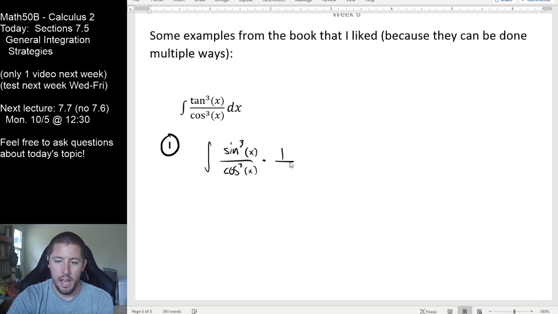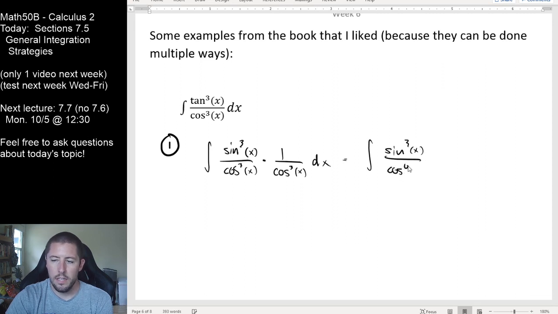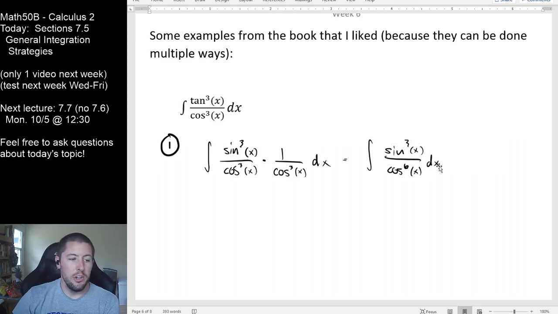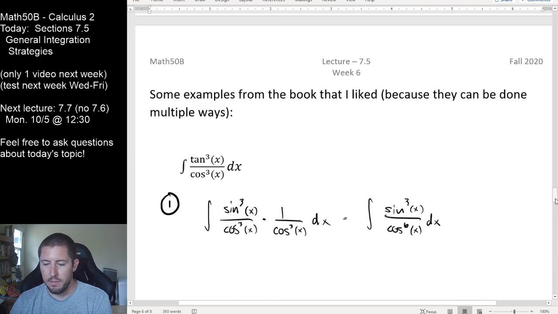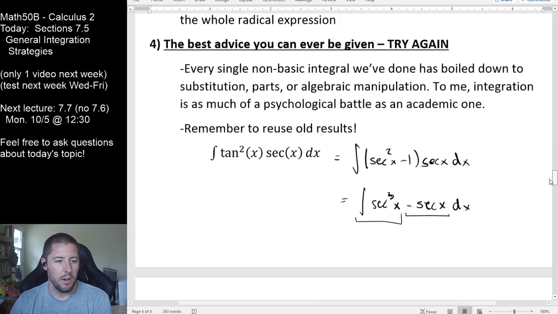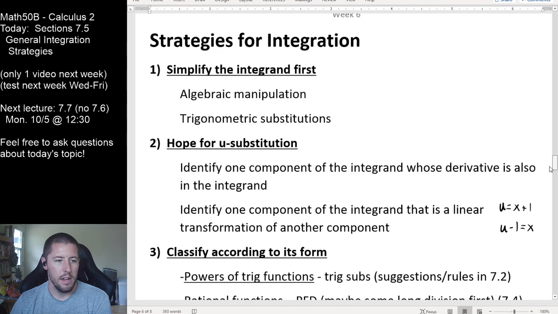And this is times, I still have my 1 over cosine cubed x from the original part right there, dx. And so it looks like I can maybe write this as sine cubed x over cosine to the 6th x dx. Now that we're here, the good news for me is that, and I'm going to do this a couple of times, and I'm sure it's going to be slightly annoying to watch, but I want to really emphasize the list that we're looking at right here.